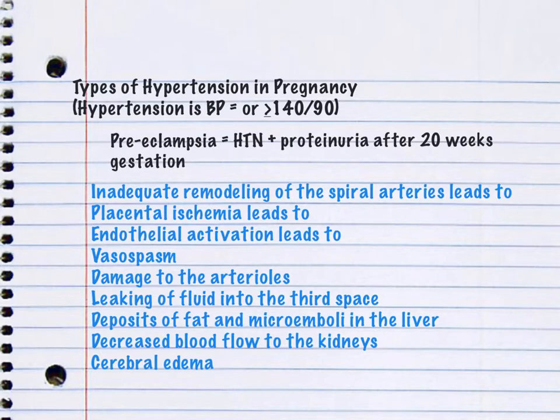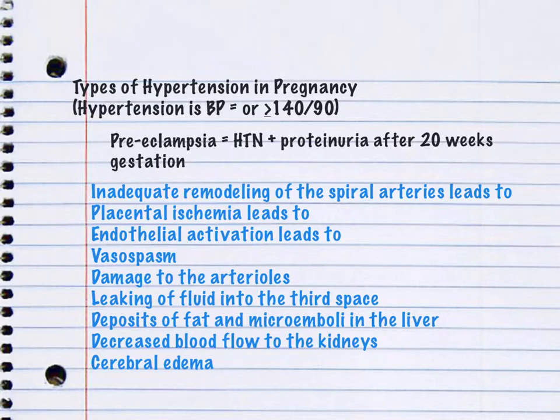So you have that. You have deposits of fat and microemboli in the liver. That's where you'll get your elevated liver enzymes and liver activation with this disease. You have decreased blood flow to the kidneys and a decreased GFR, glomerular filtration rate. And you'll get some cerebral edema.